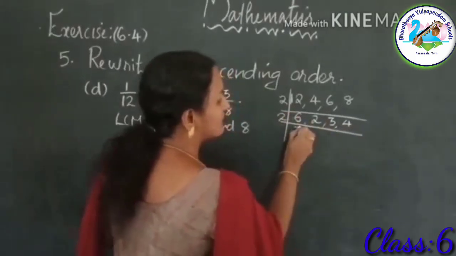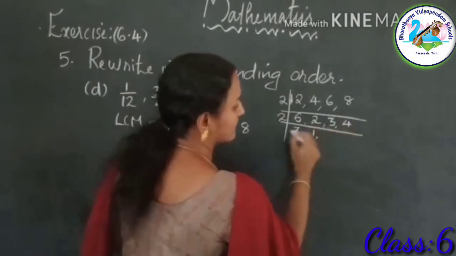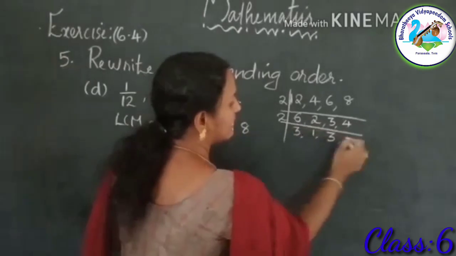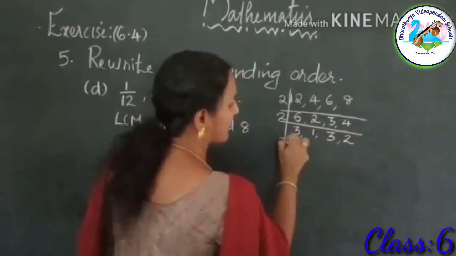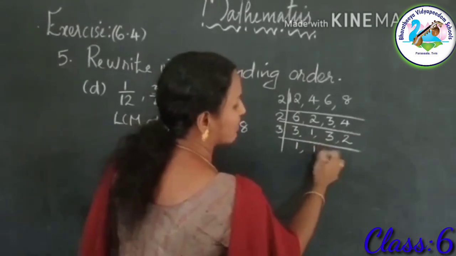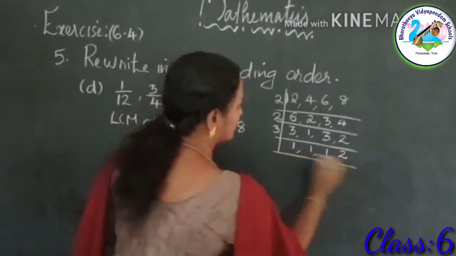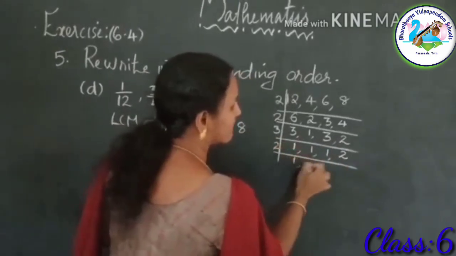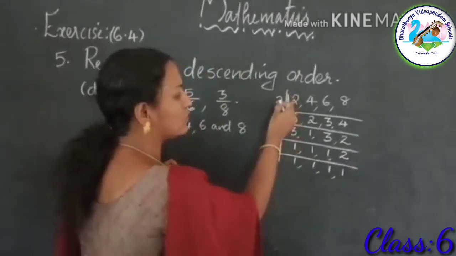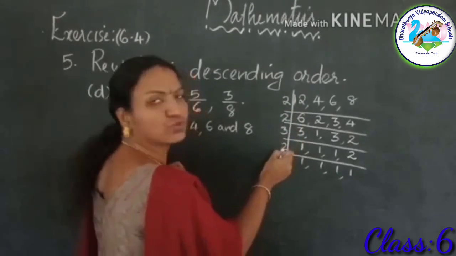Again 2: 3 2s are 6, 1 2 is 2. 3 is not divisible by 2, so you write the same number 3. 2 2s are 4. Again 3: 1 3 is 3, 1 3 is 3, and 2. Again 2: 1, 1, here 1 2 is 2. So multiply 2 into 2, 4, 4 into 3, 12, 12 into 2, 24.